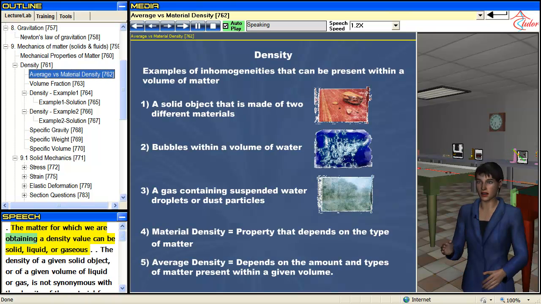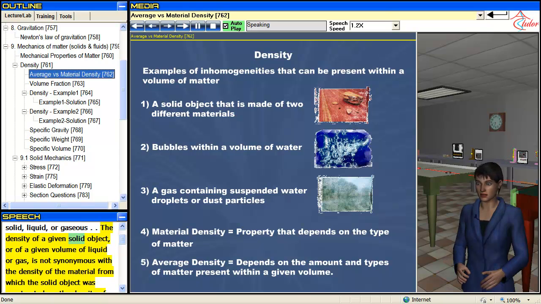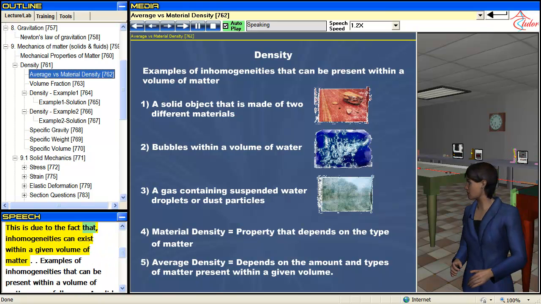The matter for which we are obtaining a density value can be solid, liquid, or gaseous. The density of a given solid object, or of a given volume of liquid or gas, is not synonymous with the density of the material from which the solid object was constructed, or the density of the liquid or the gas matter. This is due to the fact that inhomogeneities can exist within a given volume of matter.